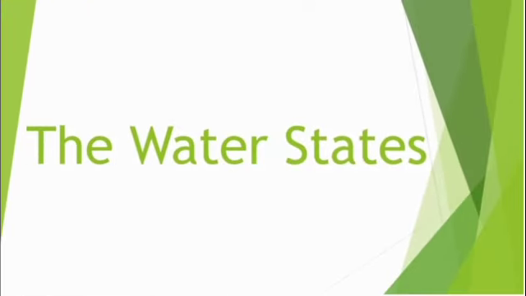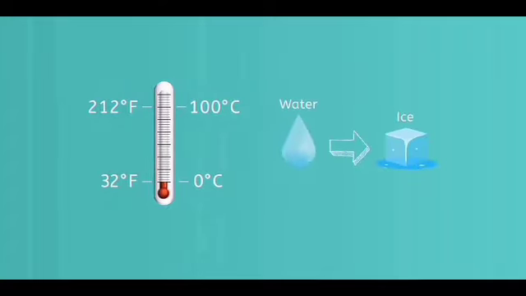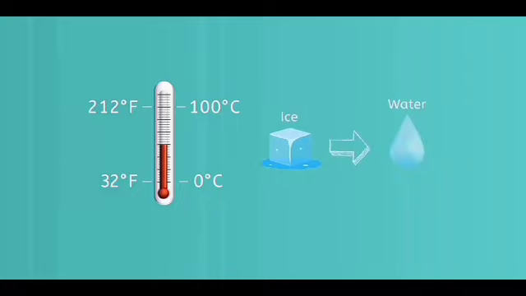The states of water. Most of the time, we find water in its liquid state, the wet and fluid form of water that we are most familiar with. This is because the temperature is usually somewhere between 32 degrees Fahrenheit and 212 degrees Fahrenheit. At 32 degrees Fahrenheit, or 0 degrees Celsius, water becomes ice, a process known as freezing. When the temperature goes back above 32 degrees Fahrenheit, ice becomes liquid again, a process known as melting.